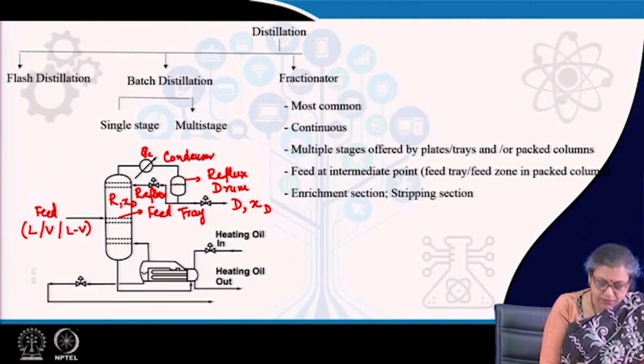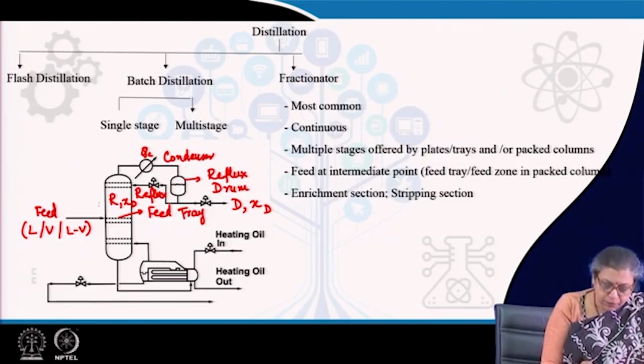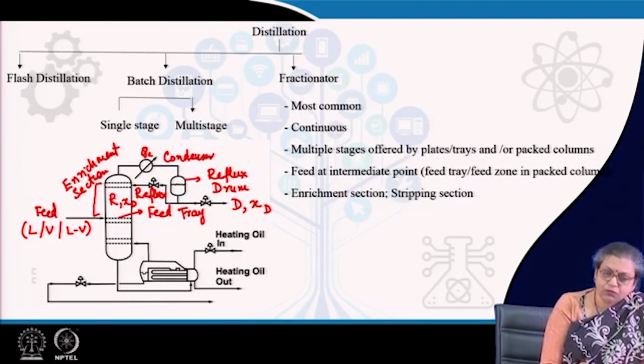When this reflux is introduced, it comes in contact with the rising vapor and enriches the vapor. Therefore, by this process, we get high purity of the product. The section above the feed where enrichment of vapor occurs is known as the enrichment section, where the reflux meets the vapor in a counter-current fashion and enrichment occurs.